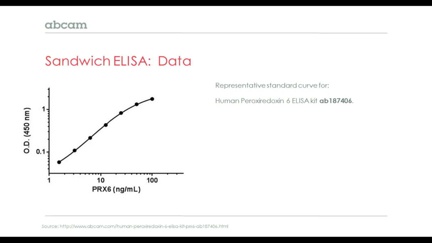And typical data is illustrated in the next slide, where you see an ELISA set up for human peroxyredoxin, and you see the very nice dynamic range in the nanogram per mil levels and the standard curve that's generated with the control provided in the kit.